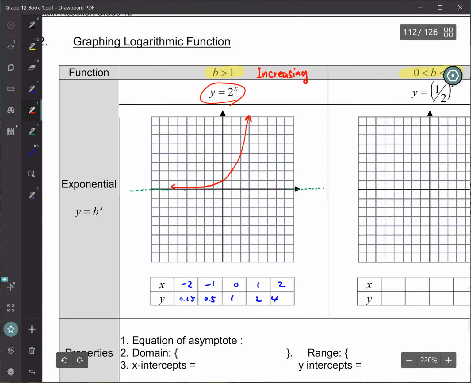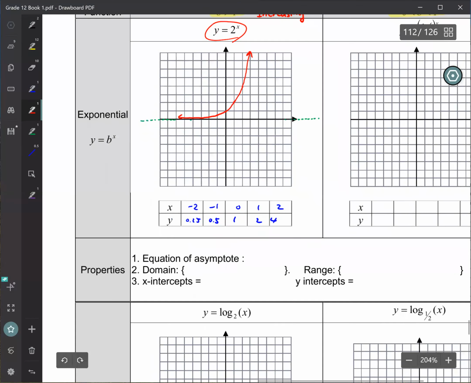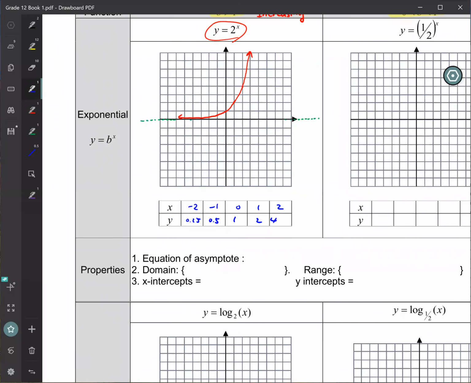So as you can see, it's increasing. This should be a review. And then the equation of asymptote will be what? What's the equation of asymptote, Ray? X is 0. X is 0 will be the vertical line. Oh, Y is 0. Yeah, okay.